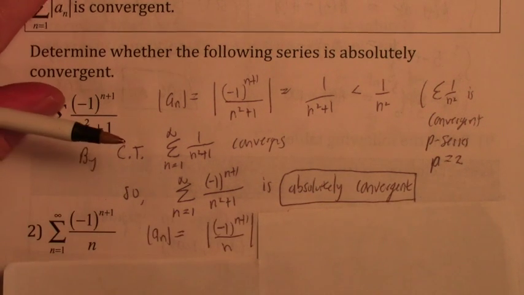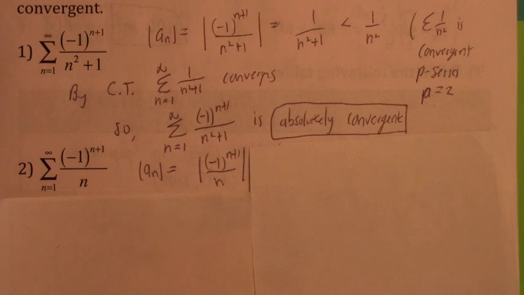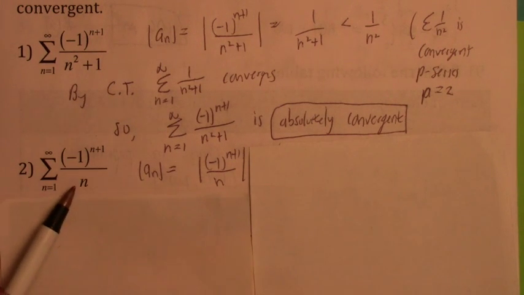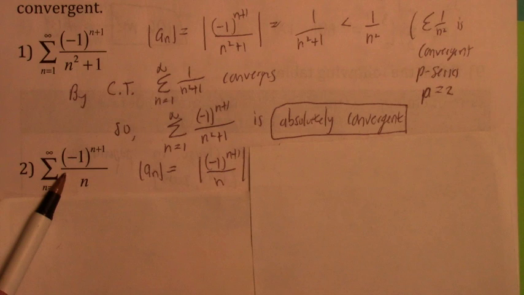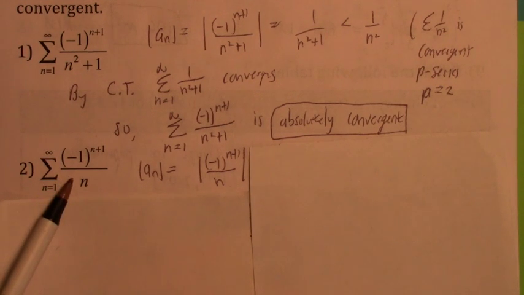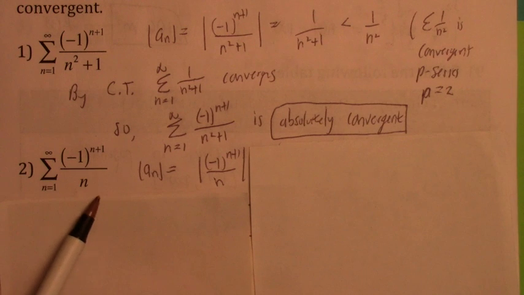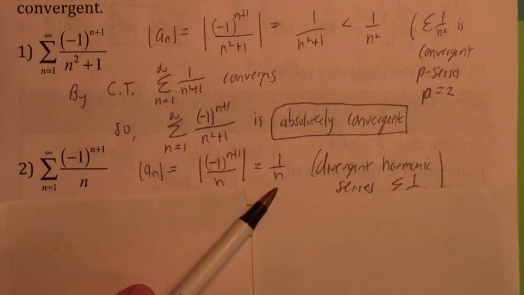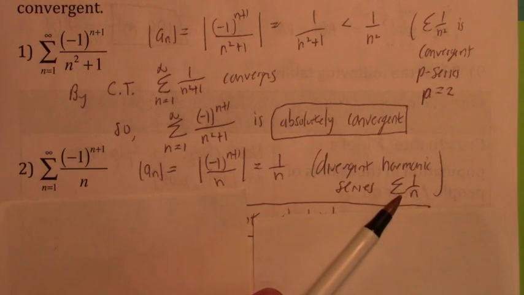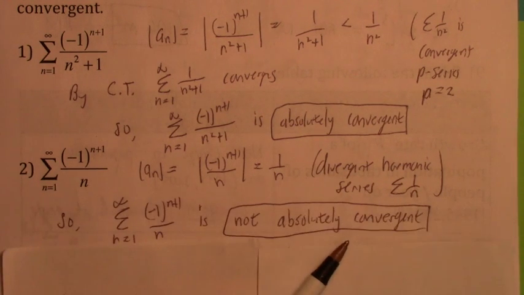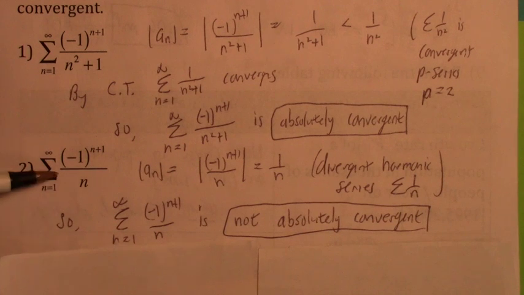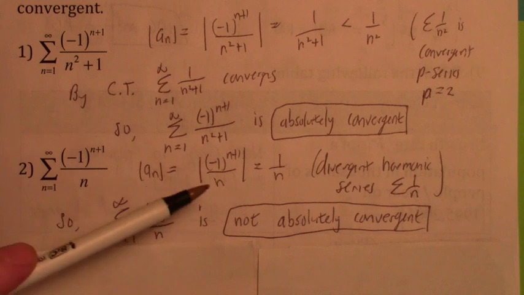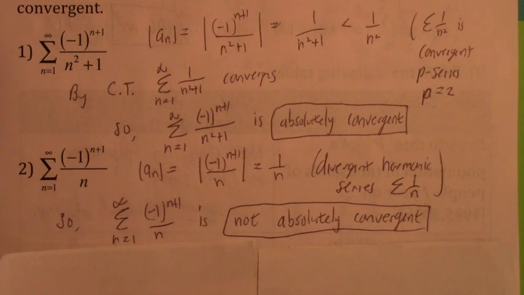Okay, this is a biggie right here. This is a real important one right here. Look at this series right here. We've seen this before. This is what we call the alternating harmonic series, right? Well, notice, if you take the absolute value of this term, you get 1 over n, and we know that the series of 1 over n is divergent, so this is a really good example. This is not absolutely convergent. This series is not absolutely convergent because if you look at the series of absolute values, you get the divergent harmonic series.